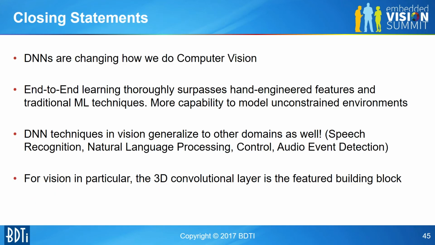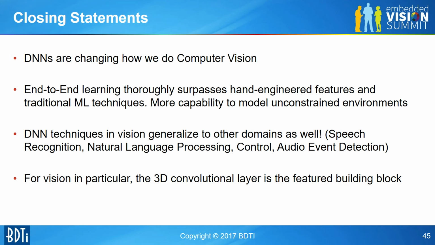So in closing, DNNs and CNNs are really changing how we do computer vision. The fact that we do end-to-end learning means that we don't have to rely on handcrafted, frankly brittle features in order to do visual perception. DNNs have thoroughly surpassed hand-engineered features and traditional machine learning techniques. It gives us more capability to model these unconstrained, not as tightly controlled environments.